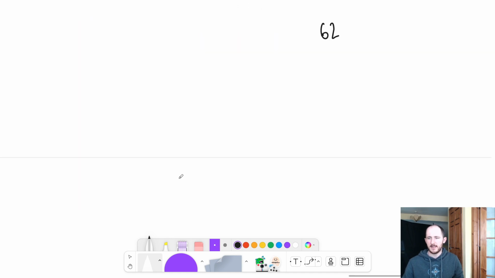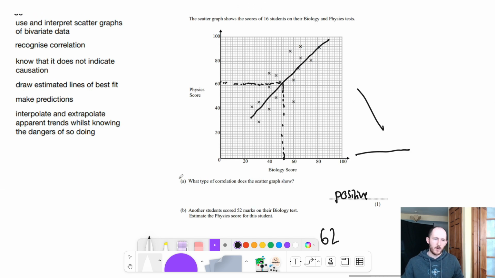And that is the end of AQA GCSE Maths. Edexcel, you'd also kind of benefit from this as well. But good Lord, we are finally finished.